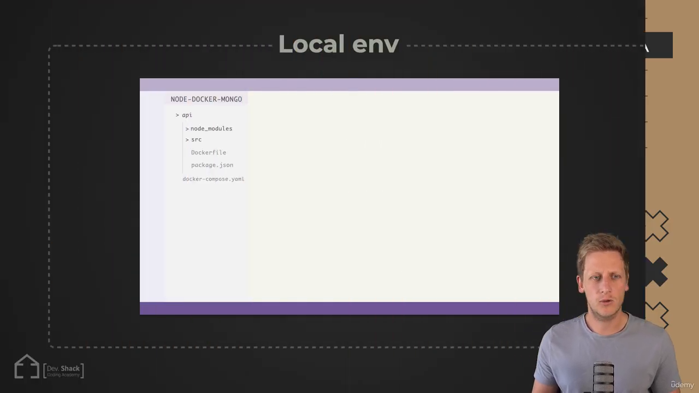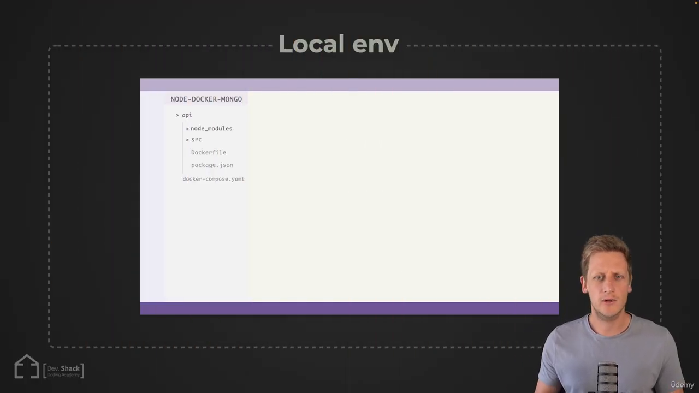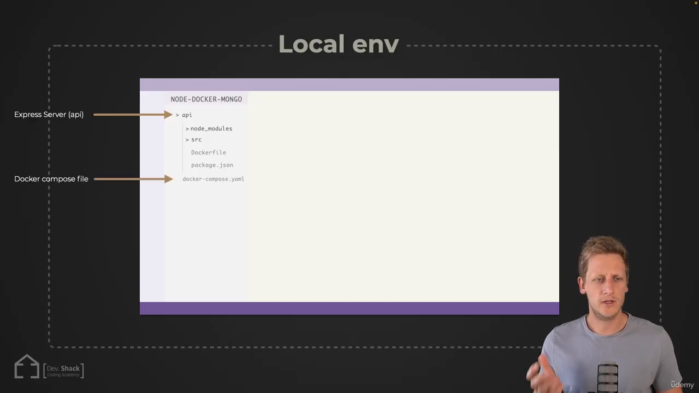If we take a look at a quick diagram here, we have our local environment, which again is our host computer that we're working on. And we've set up our project here, this Node Docker Mongo project. And this project has two items in its root folder. The first one is our Express API, which is a folder that contains all our files and folders for our Node application. And the second item was a Docker Compose file, which we just created and stored there for now.